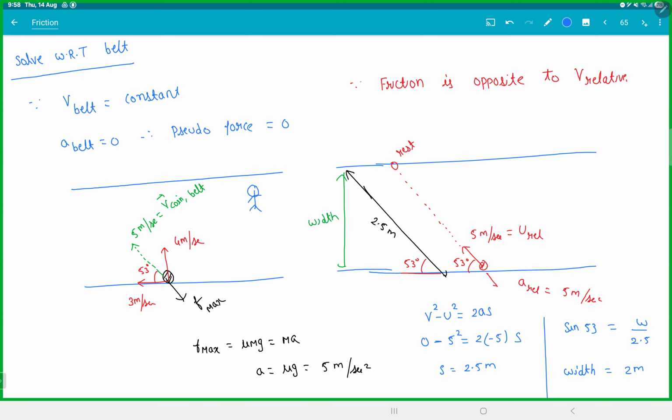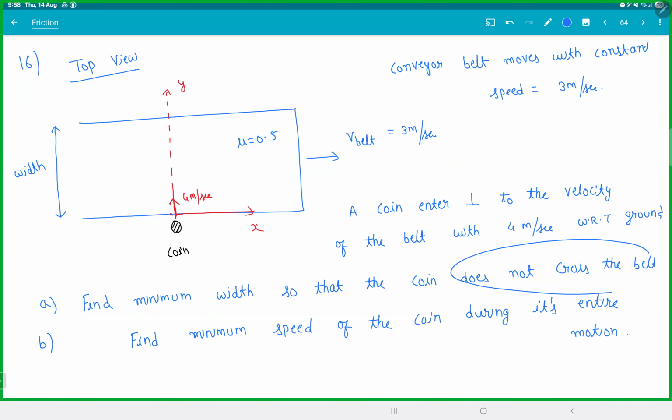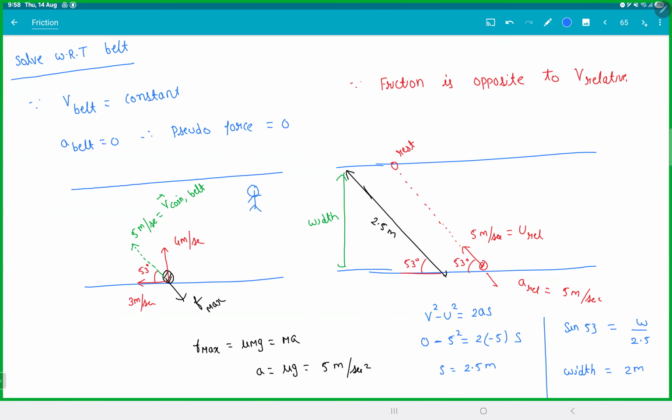The person will think the coin is going with 5 meters per second at an angle of 53 degrees. The belt behaves like a floor. The friction will provide an acceleration of 5 meters per second square backward. Your initial speed is 5, deceleration is 5. So you will travel 2.5 meters and stop. Why should it stop? Because you said you don't want to cross the belt, meaning you should just stop on the edge of the belt. From there I got S, but S is the diagonal. You want the width. So that will be 2.5 sine 53, which is 2 meters. Any doubts on this?